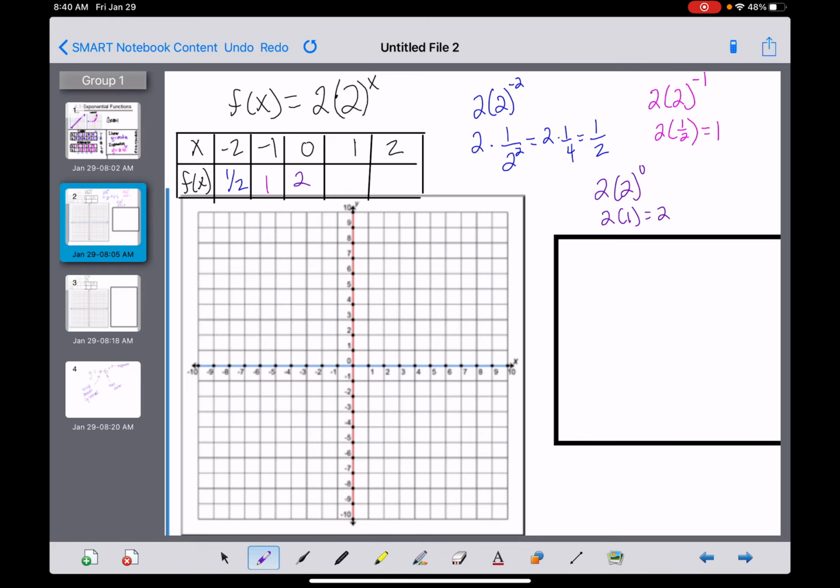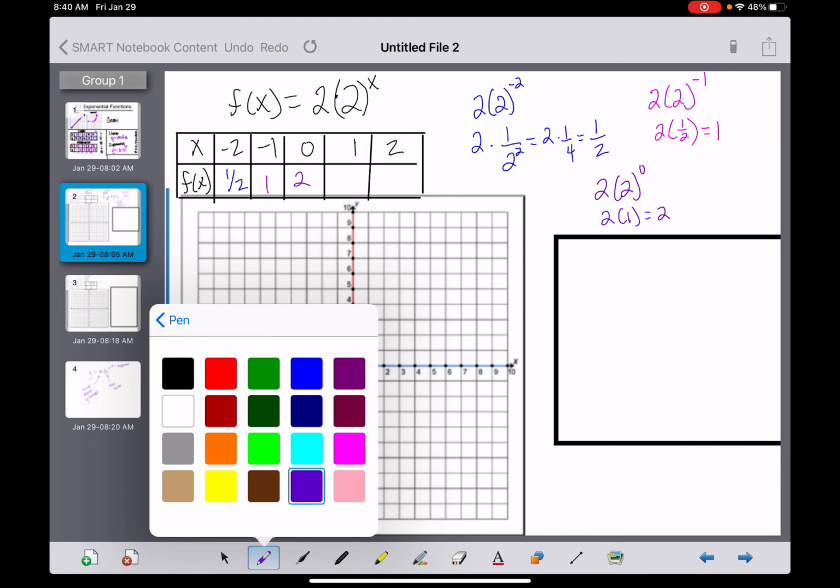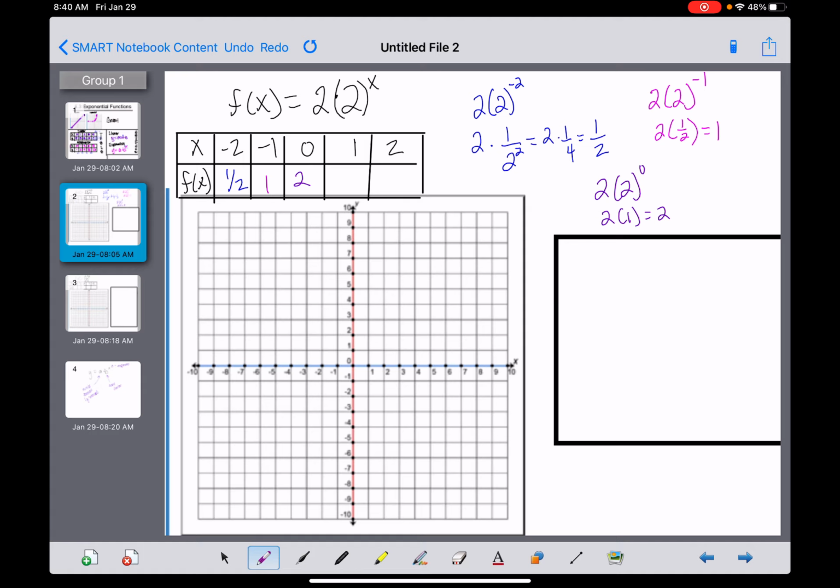Since I know that my pattern is a multiplier, I can look to see and evaluate my table. So a half times 2 gives me 1. 1 times 2 gives me 2. So if I continue that pattern of times 2, my next value would be 4, followed by 8. And then I'm just going to plot those coordinates. So I have -2 and 1/2, -1, 1, 0, 2, 1, 4, 2, 8, and that creates my exponential function.